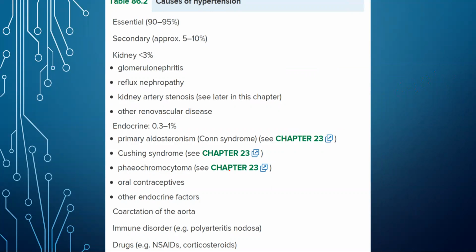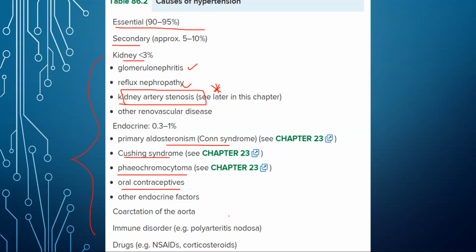Causes of hypertension. In about 90 to 95% of cases, there is no cause, and that is what we call essential hypertension. But in the other 5 to 10%, there are a lot of causes. Kidney related, like glomerulonephritis, reflux nephropathy, renal artery stenosis, very important. Then endocrine related, primary aldosteronism like Conn's syndrome, Cushing syndrome, pheochromocytoma, even oral contraceptive can cause it. Coarctation of aorta, and some drugs like NSAID and steroid can also increase blood pressure.